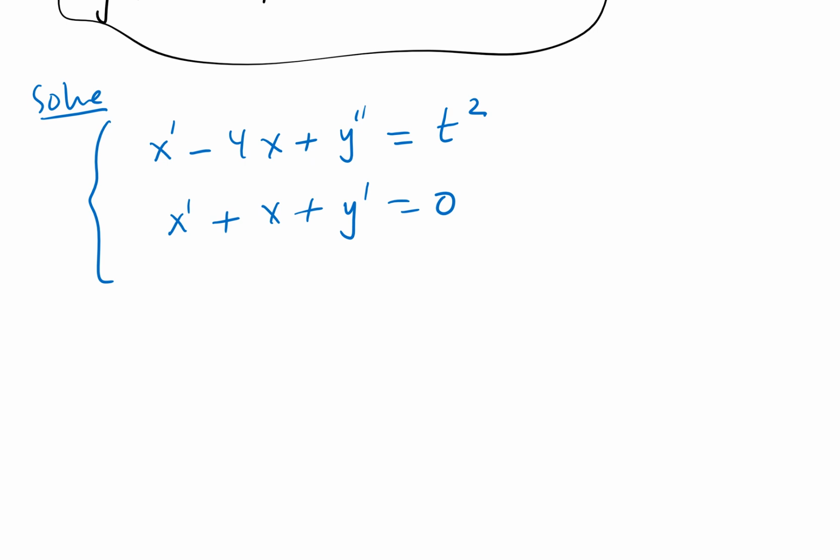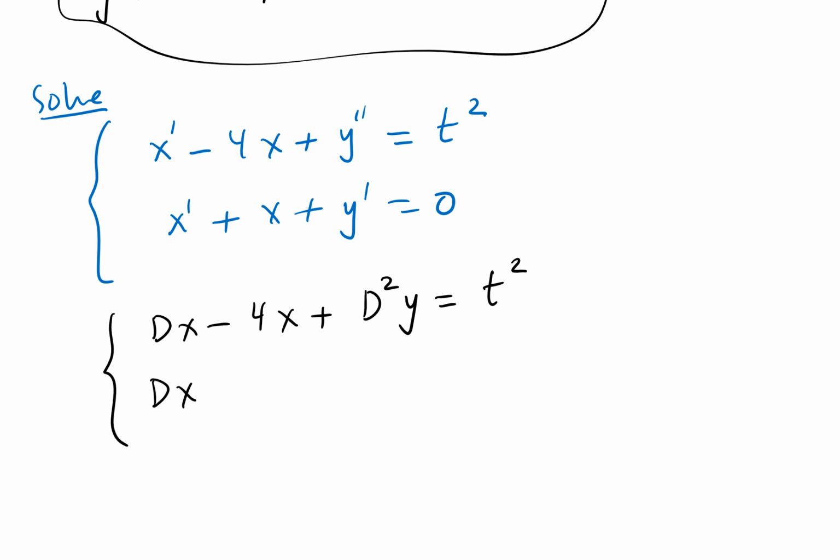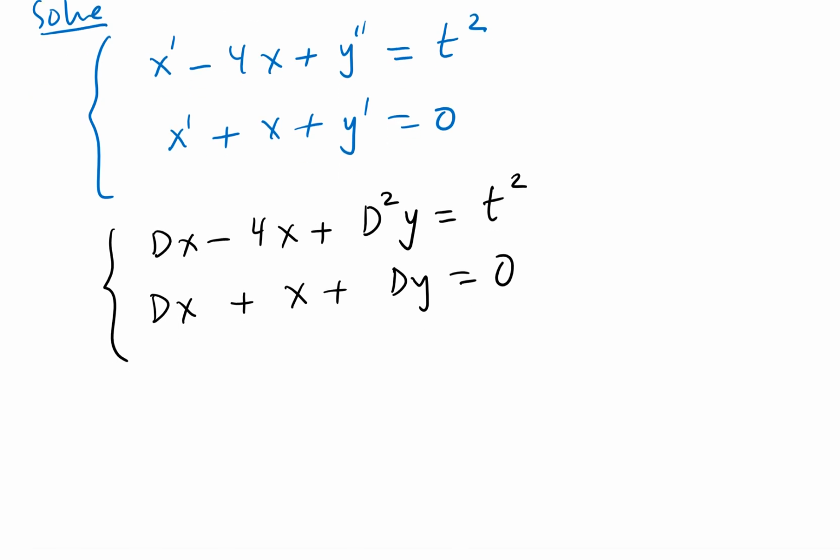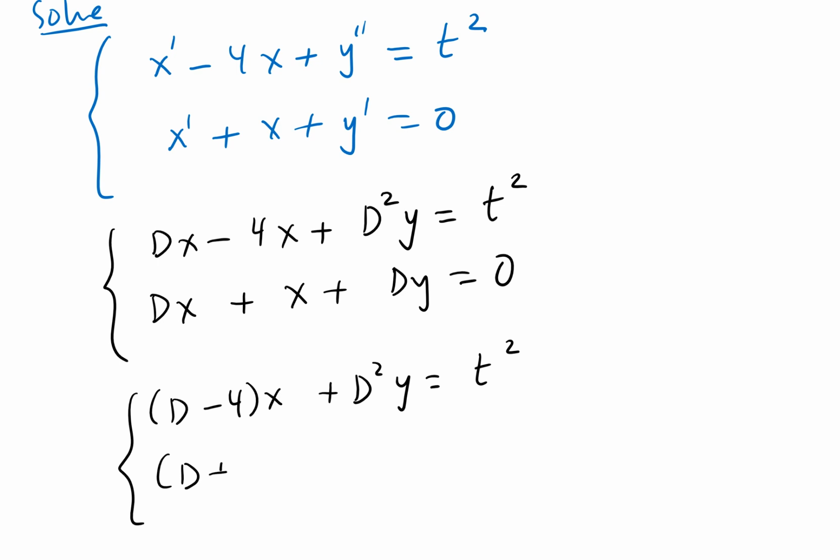So again, the first thing we always do is rewrite this with the operator D. So x' is Dx, 4x stays the same, y'' is D²y, equals t². The second one is Dx + x + Dy = 0. That's the first thing we always do. And next, we group the (D - 4)x together, D²y together equals t², and here (D + 1)x and Dy equals 0.